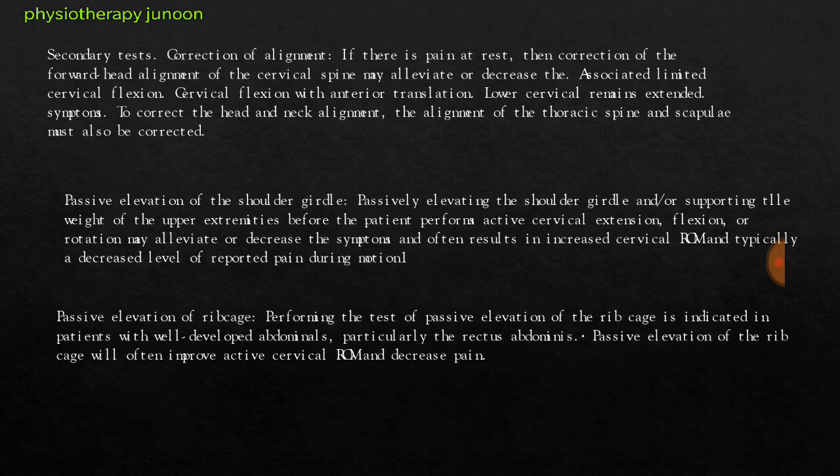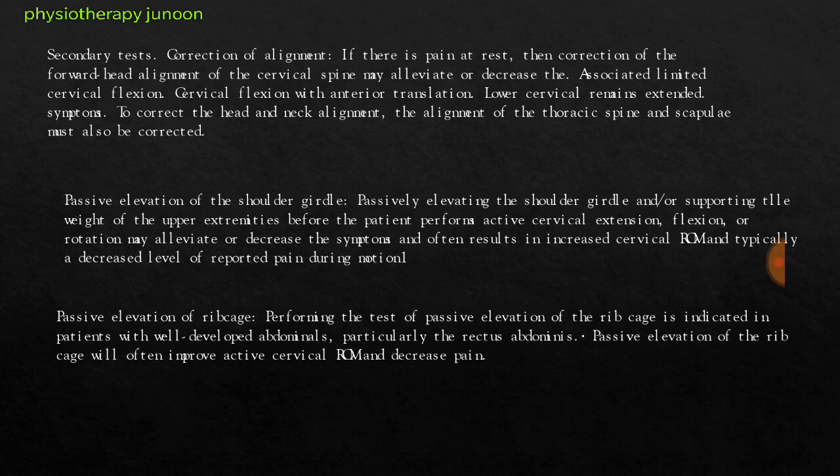Then the passive support of the upper extremity can reduce the passive stretch of the upper trapezius and levator scapulae, which can potentially reduce the loading and posterior shear forces on the structures of the cervical spine. The passive support typically results in increased range of motion and less painful movement because you are giving passive support to the upper extremity.